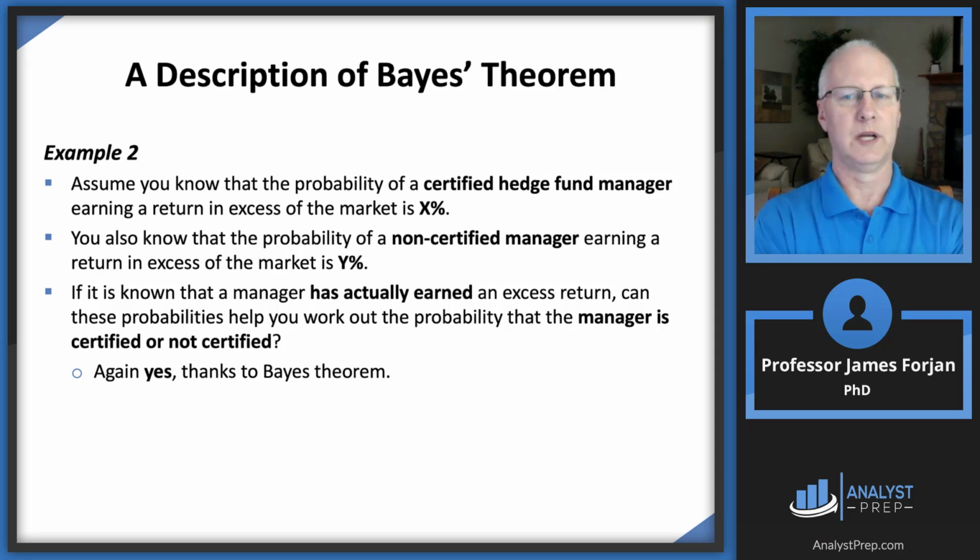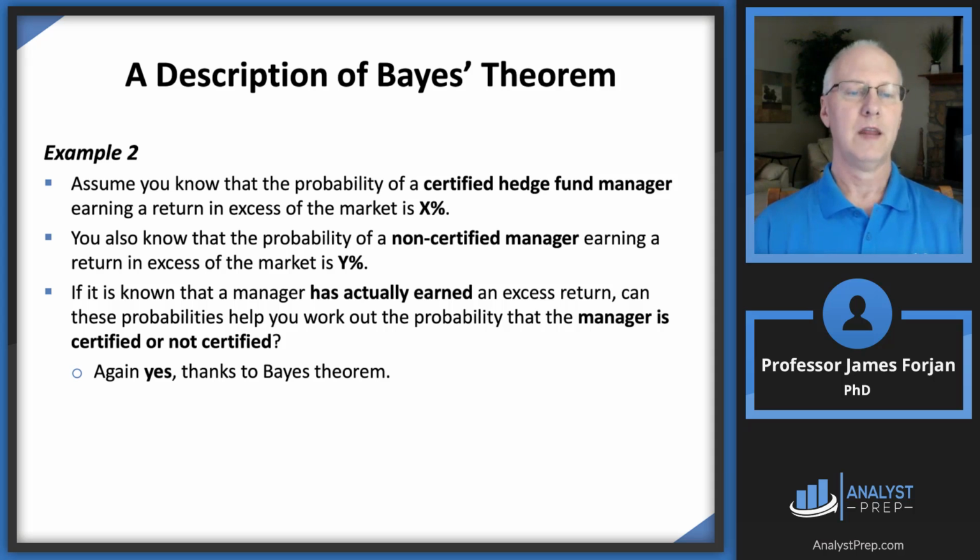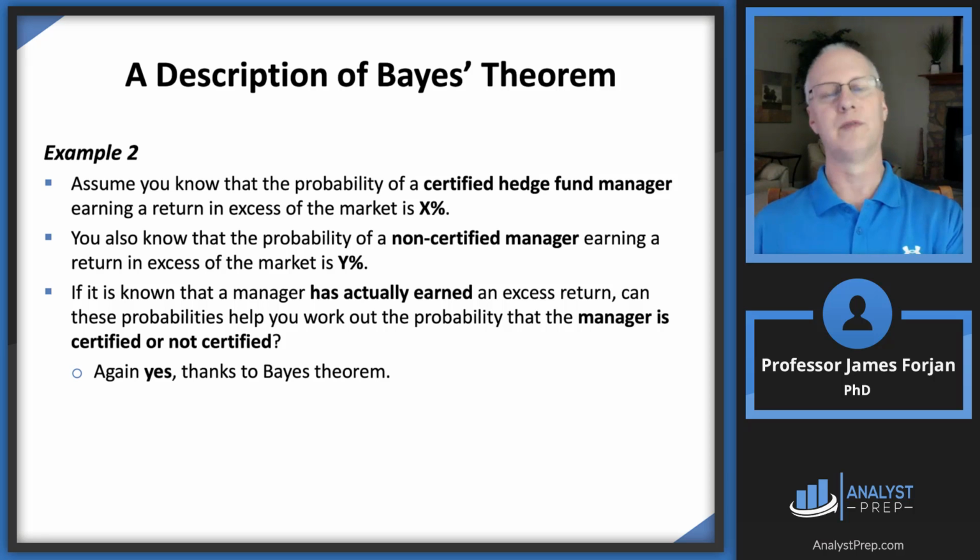How about a financial example here? Let's suppose that you know the probability of a certified hedge fund manager earning an excess return, or outperforming the benchmark, assuming the market portfolio, is X%. You also know that the probability of a non-certified manager earning an excess return is just Y%. All right. Now, if you know that a manager has actually earned an excess return, so you just randomly pick a manager and this manager has generated an excess return, can you figure out what the probability is that the manager is either certified or non-certified? And the answer is, of course, yes.